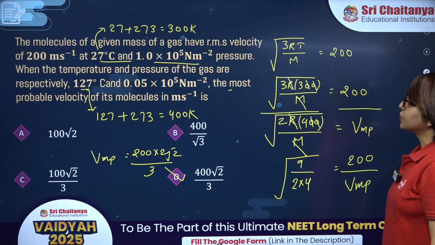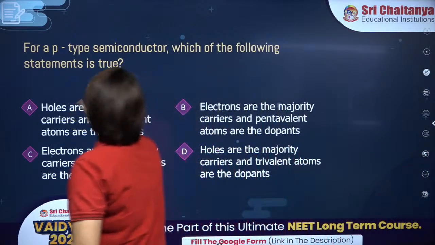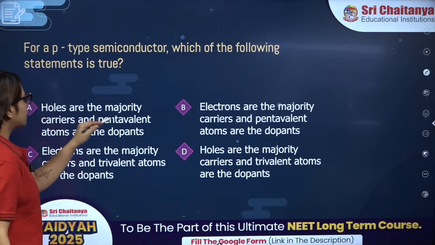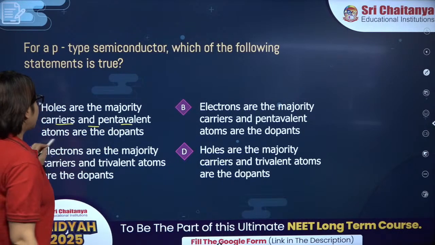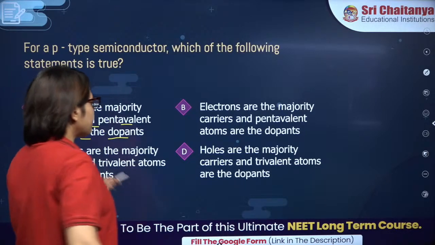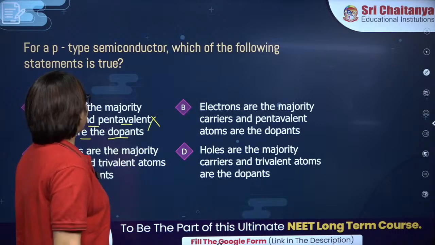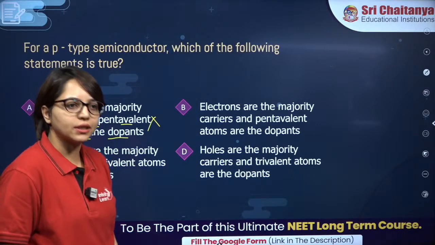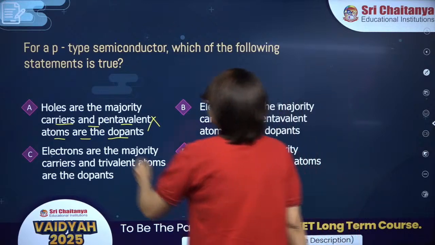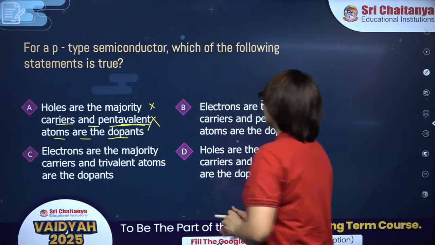Chaliye, let's move on to the next one. For a p-type semiconductor, which of the following statements is true? Statement 1: holes are the majority carriers and pentavalent atoms are the dopants. In p-type, holes are majority carriers, of course, but pentavalent atoms are not the dopants. Here, trivalent atoms are dopant. So this is not correct.